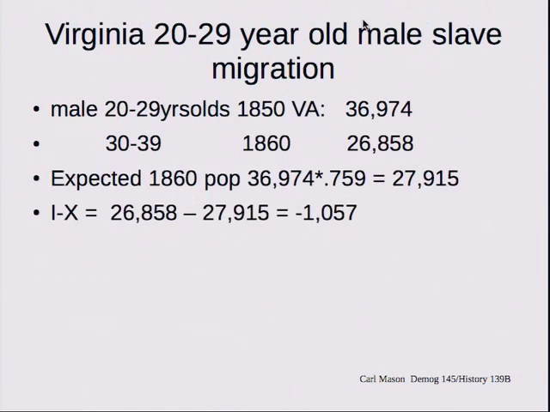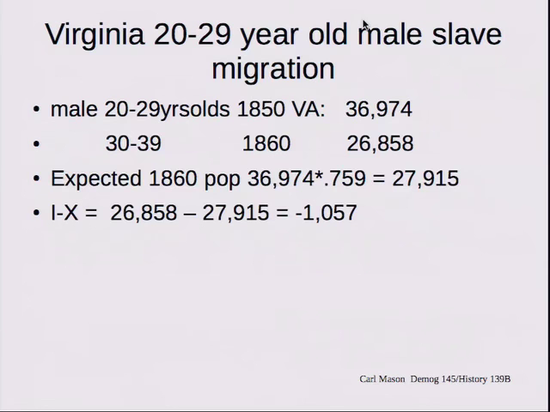So we know this survival rate. And here's the calculation we're going to do. We take the male slaves who were 20 to 29 years of age in 1850 in Virginia. That's 36,974. We observed 26,000 of them in 1860. So the expected population in 1860, however, comes from that 36,974, our observed number of slaves 20 to 29 in 1850.